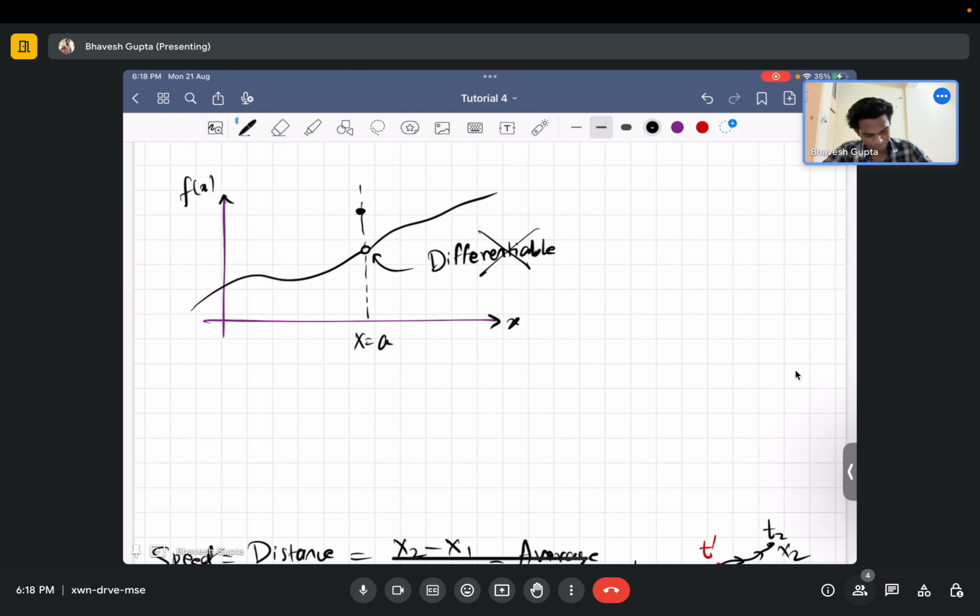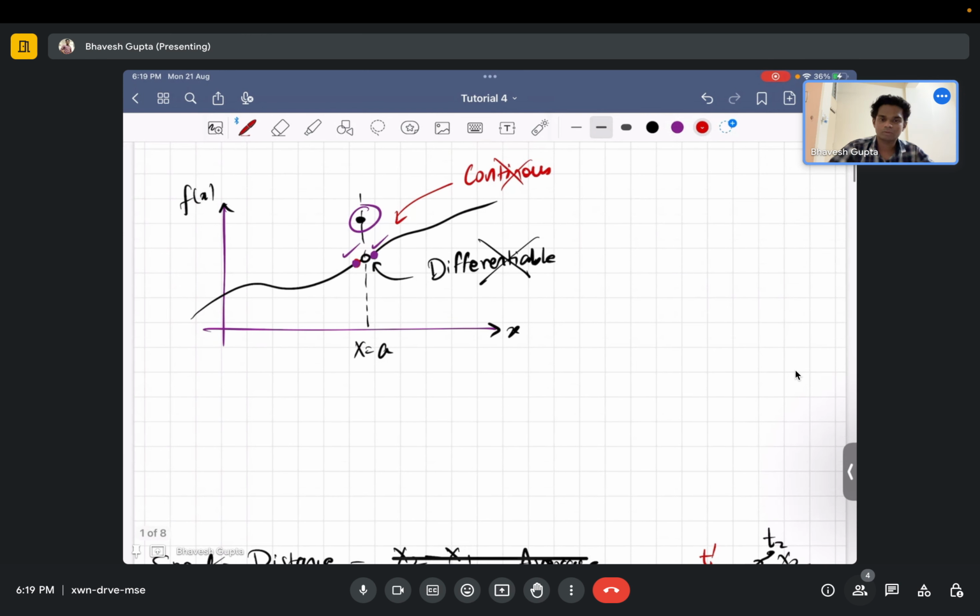The issue is that if you try to calculate the slope to the left and the slope to the right, though the values of both slopes match, you can see that in between you still have a problem. And the reason why it is not differentiable is because this is not continuous. So we assume that the function is continuous. Then we talk about the next level of property, that is called differentiability.